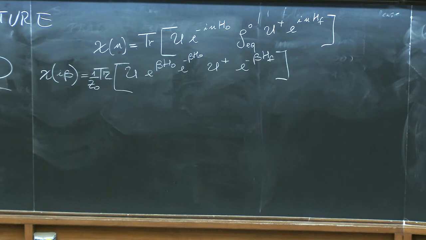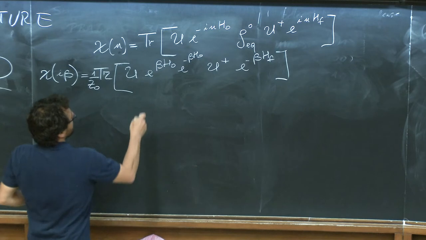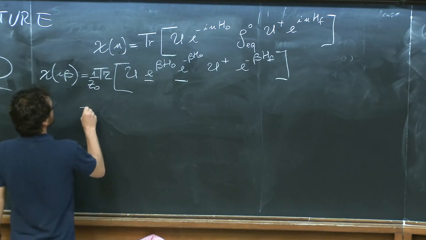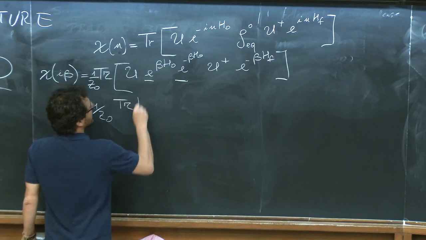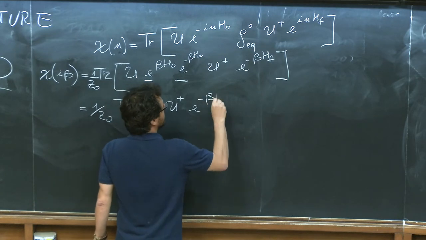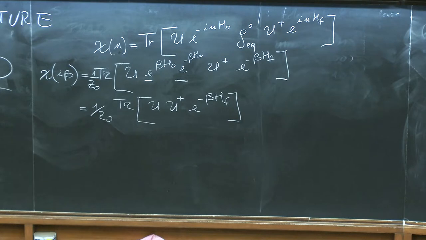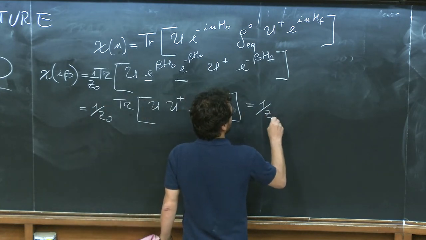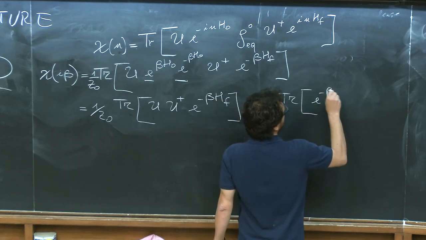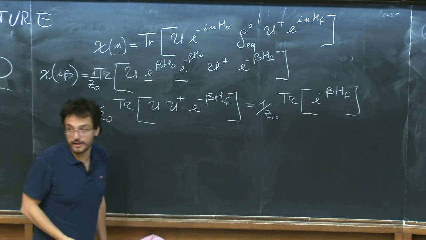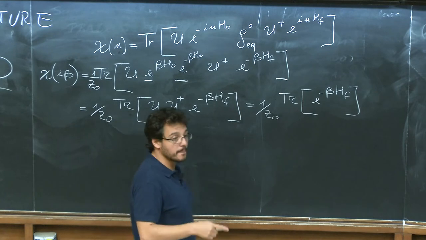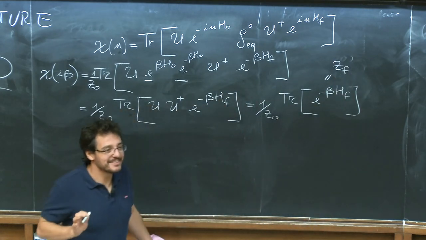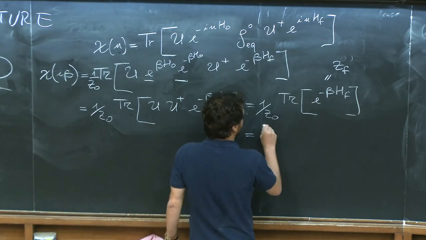And then what I do is that I can notice that this object and this object simplify with each other, no? There is H naught in both. So this expression just gives me 1 over Z naught times the trace of U dagger e to minus beta H final. My process is unitary, so these two cancel, each gives me the identity, so I get the trace of e to minus beta H final, which is the definition of the partition function for the final Hamiltonian. Well, this is precisely the Z_F, no? Correct. So Z_F over Z naught is what I get.